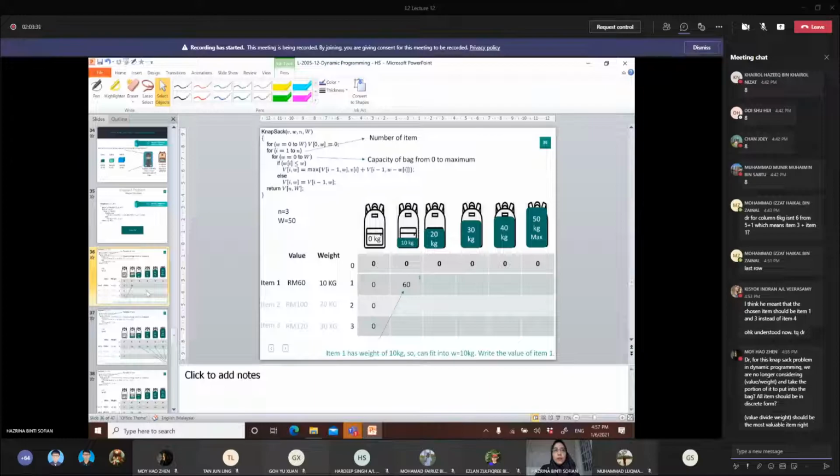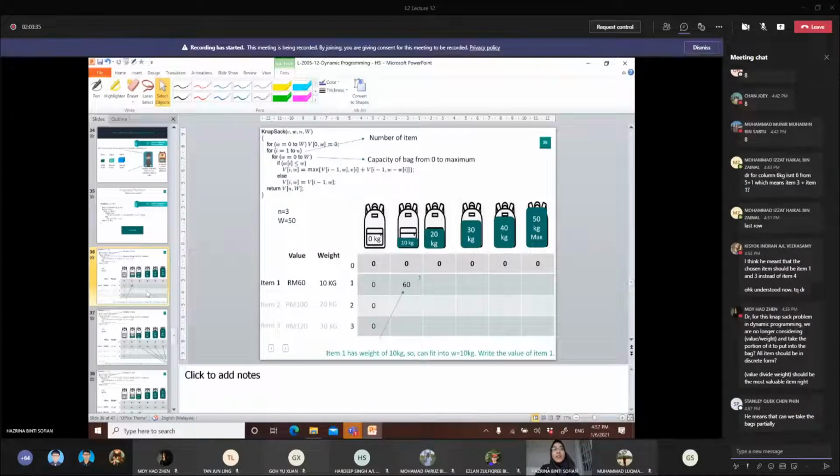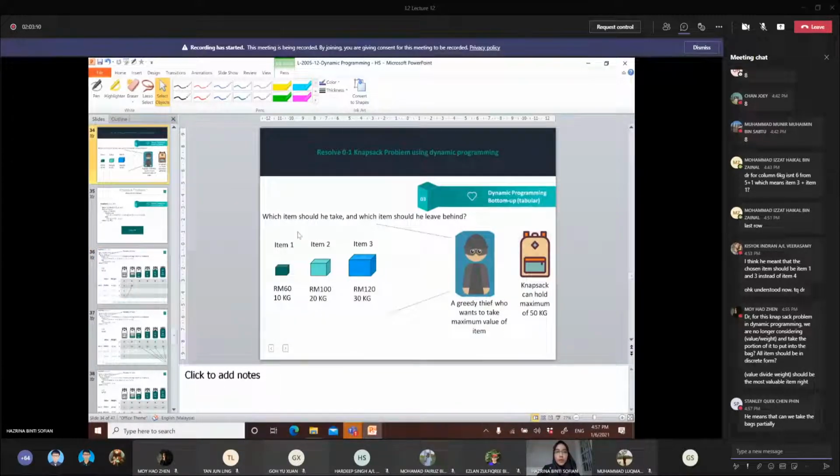Value divided by weight should give the most valuable item, right? Okay, that one is for the fractional knapsack problem. If you want to do that, you can also apply dynamic programming. But in this case, we are doing the 0 to 1 knapsack, so we do not need to measure the ratio.